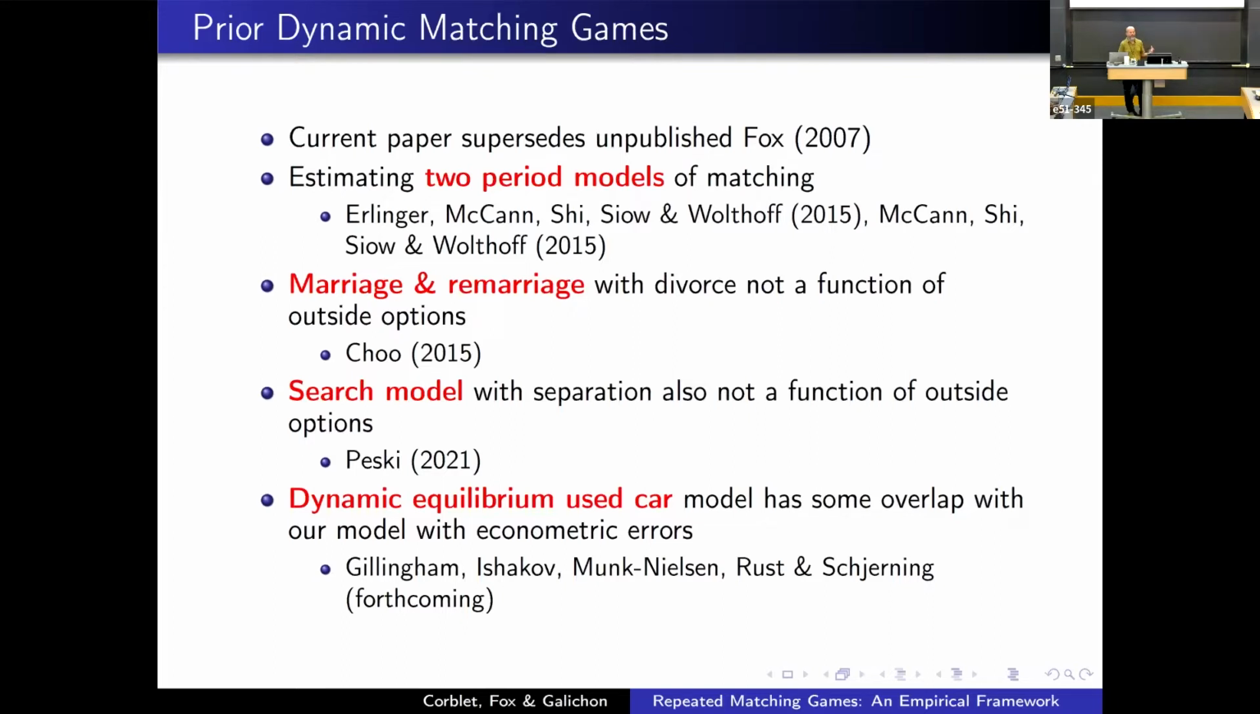And then there are a couple of papers, Eugene Chu and Marcin Pesky, about some type of search or matching model where there's dynamics going on, but there is exogenous separation only. So some match ends with some probability, when you don't leave the match voluntarily due to some endogenous market conditions. And then I think a lot of the co-authors of this final paper are actually co-organizers of the conference. So this paper on used cars has a fair bit of overlap with what's going on here.